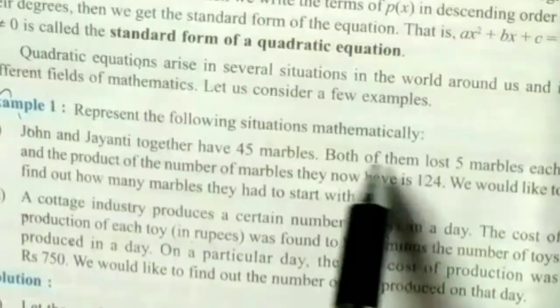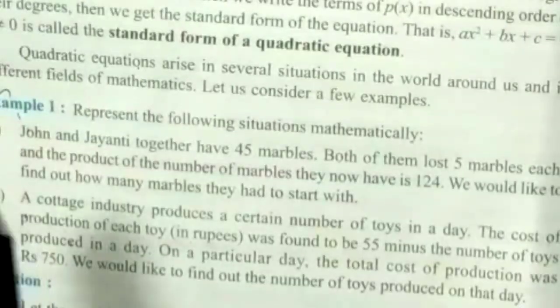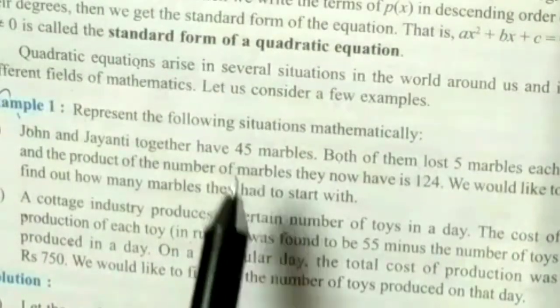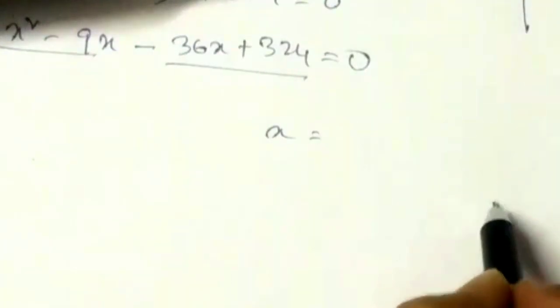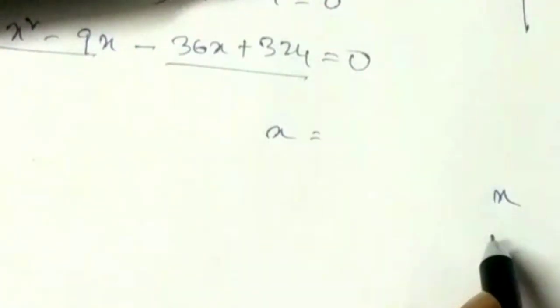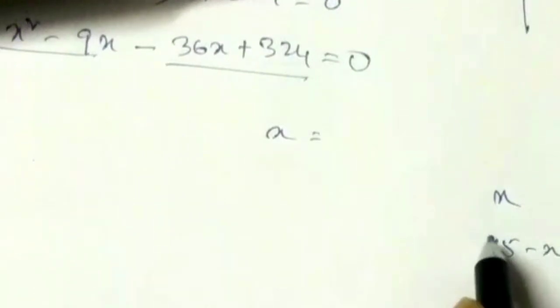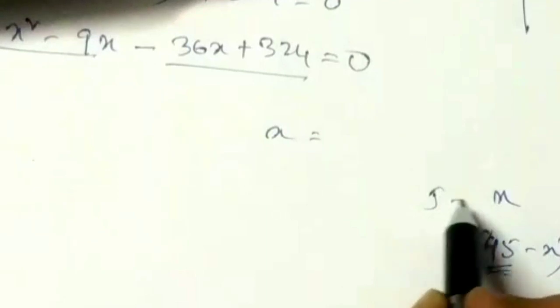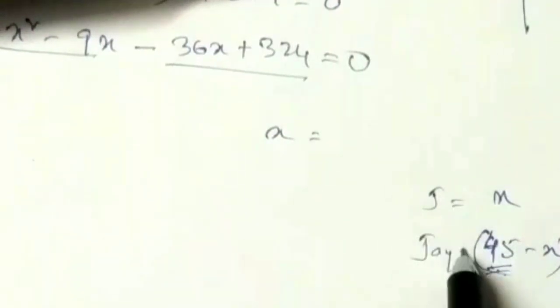Just you go once. John and Jayanti together have 45 marbles. Both of them lost 5 marbles each. So let John have x number of marbles, then Jayanti will be having 45 minus x. If John is having x number of marbles, then Jayanti will be having 45 minus x, because the total number of marbles both of them have is 45. So from 45, x is subtracted. So it is for John and this is for Jayanti.